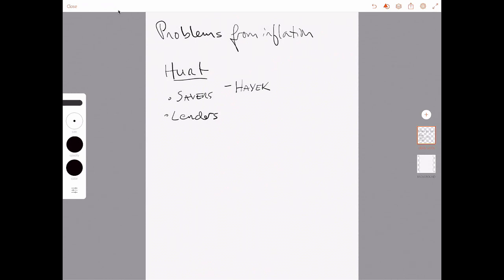If you're a lender, if you lend money and there is inflation, it means that the money that's being repaid to you by the borrower will be worth less than when you lent the money in the first place. And as we're going to talk about in one of the next couple of lectures, this discourages lending. And if you discourage lending, that's going to discourage investment. And if you discourage investment, that means you're not going to have much by way of economic growth. So lenders really don't like inflation.